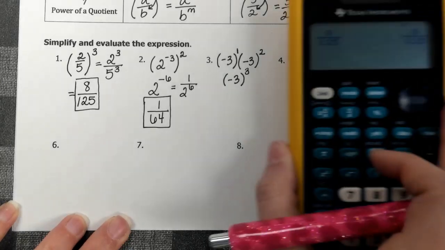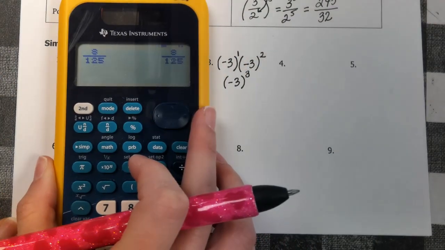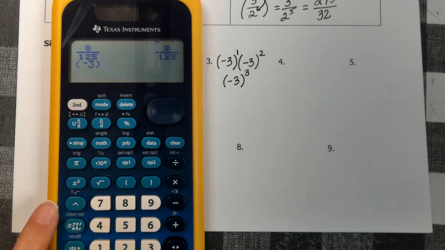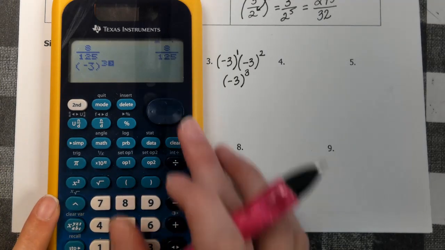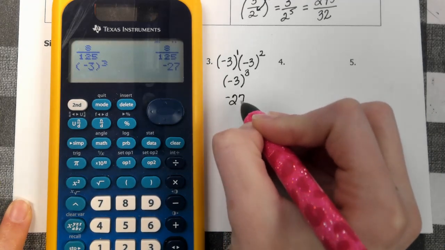So when I type it in my calculator, I need to have that negative 3. I'm trying to get it where you can see it. I have to have that negative 3 in parentheses just like I wrote it. And then that's going to be raised to the third power. So negative 27 would be my answer.